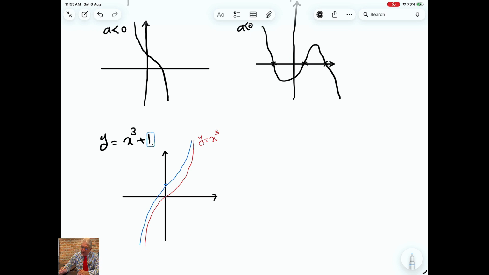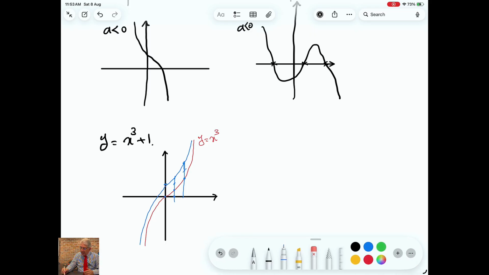That means every point, if you suppose you are getting x here, you are drawing from here to here, it should be 1 unit. From here to here should be 1 unit. Everywhere this goes 1 unit up. From here to here should be 1 unit. So everywhere it goes 1 unit up. Therefore, this is the graph of the function x cubed plus 1.